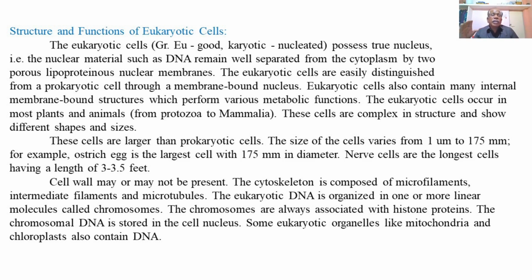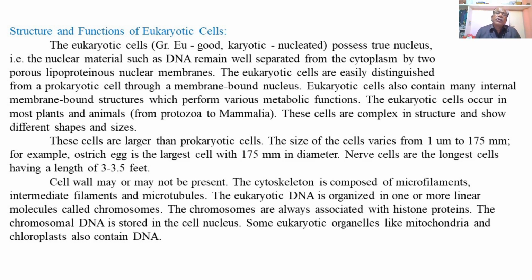So, the chromosomal DNA is stored in the cell nucleus in the form of a definite number of chromosomes or homologous pairs of chromosomes, the diploid set of chromosomes in the nucleus, and some eukaryotic organelles like mitochondria and chloroplast also contain their own DNA, and thus the DNA present in mitochondria or the chloroplast is called cDNA or cytoplasmic DNA.